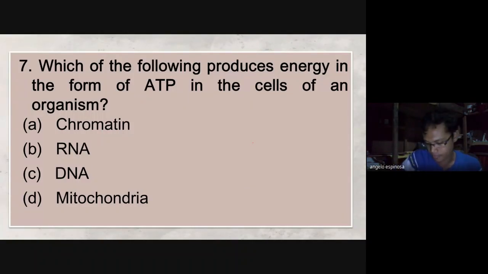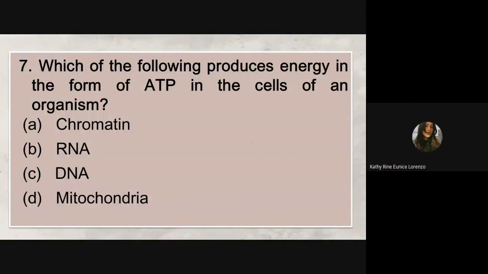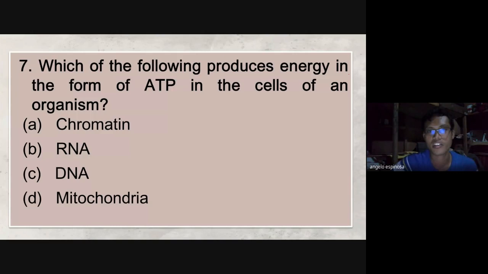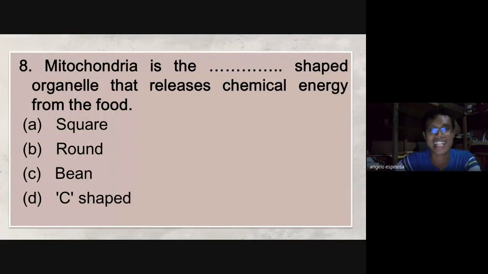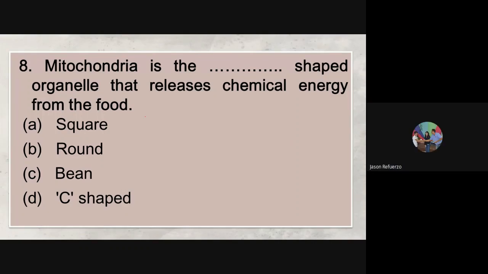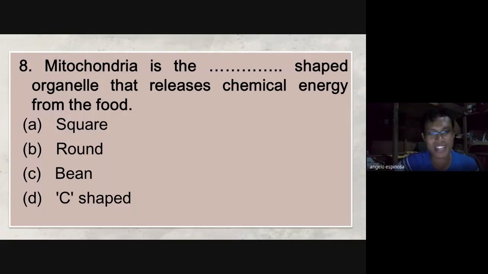Number seven. The correct answer is mitochondria, which produces energy in the form of ATP. Number 8, mitochondria is the blank-shaped organelle that releases chemical energy from the food. What do you think is the correct answer, class? C. Bean shape. The correct answer is, it's a bean shape. Di ba yun sabi ko kanina? It is a bean shape.